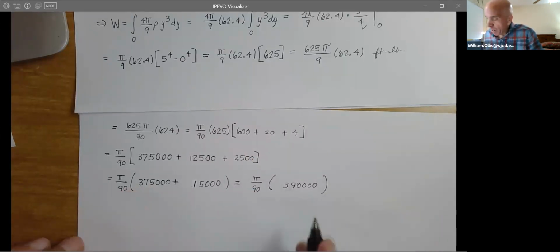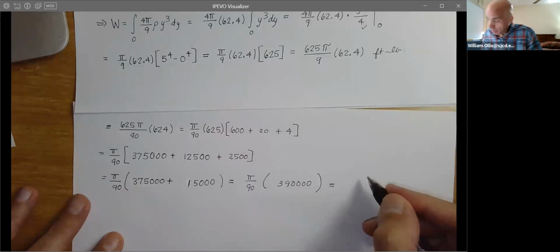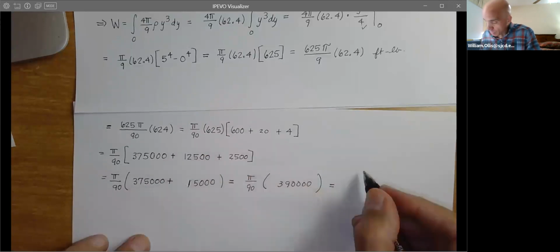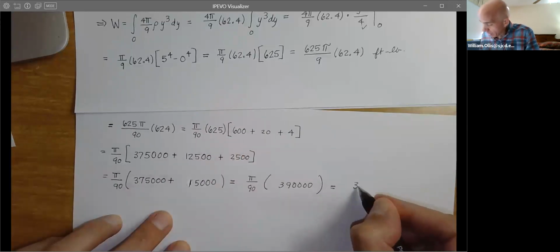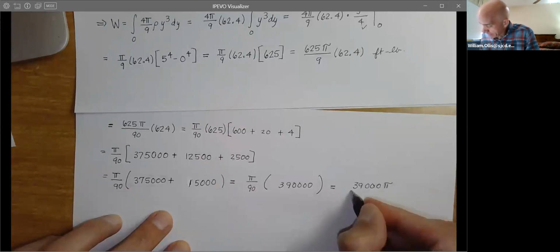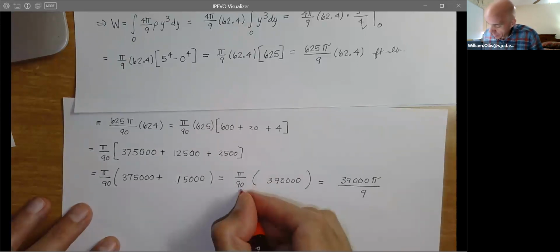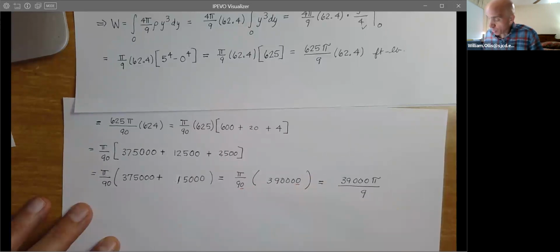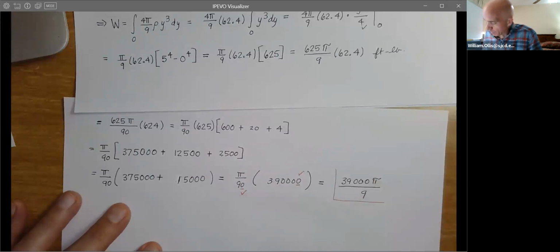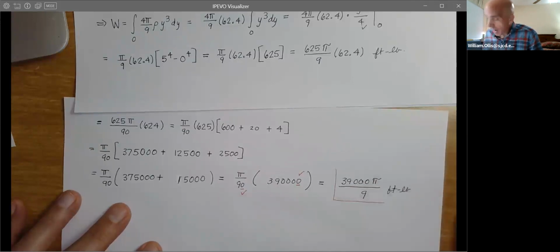So if it bothered you to stop here, you can do this, and then we can make this look a little bit better. Notice we have a 10 in all of these, so we can absorb the 10 that made this without fractions or decimals. So this will be 39000 pi over 9. So again, the 10 that we use to make the arithmetic easier, we can now absorb. And so we get this, and this of course will be foot-pounds. So this is the same technique I've been using to get a nice exact answer.